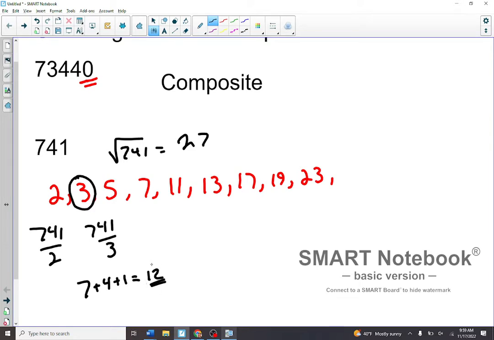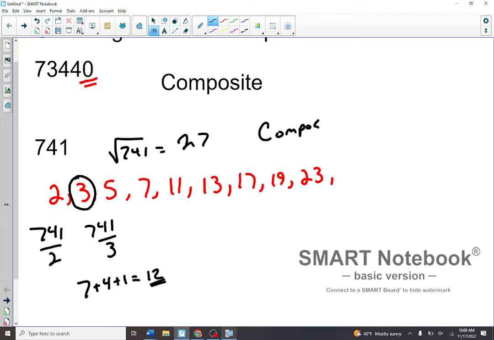Wait, can we just add the digits together, and if that sum is divisible by 3, then the number is? So instead of dividing everything, we just do 7 plus 4 plus 1? Yeah, you could do that to check for 3. That checks 3. So as soon as I figure out 3 divides this number, I can stop right there, and this is composite.